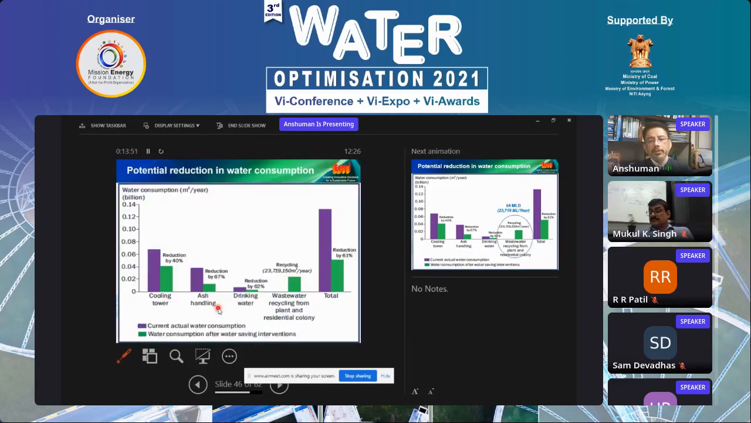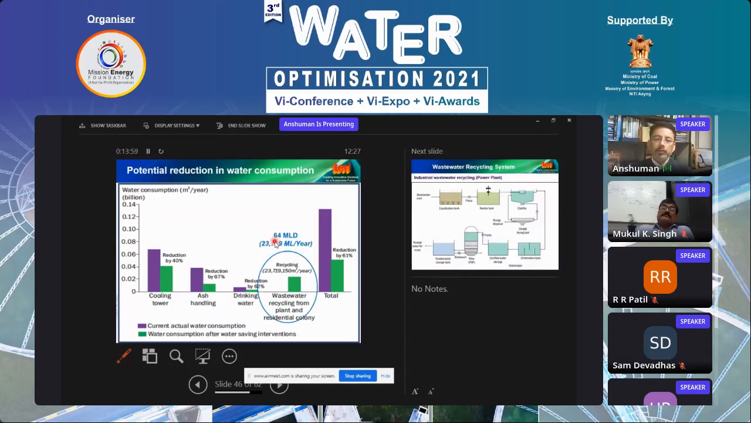This is a graph which shows the opportunities in different sectors, different areas of water usage. And as you can see, a significant volume of water could be saved from just wastewater recycling and reuse. And overall, we identified that the plant could reduce roughly 61% of water by the various interventions identified.